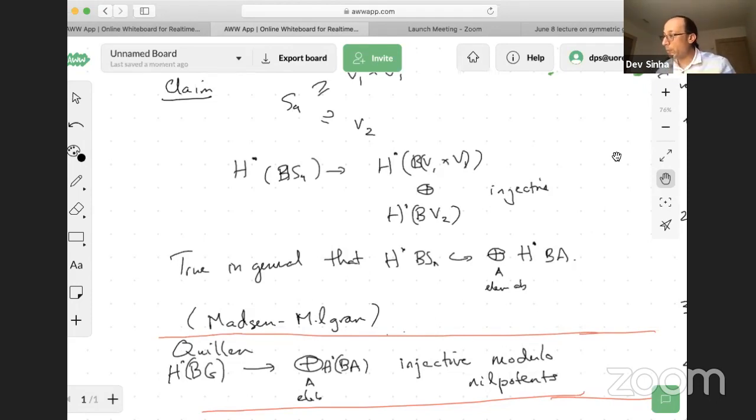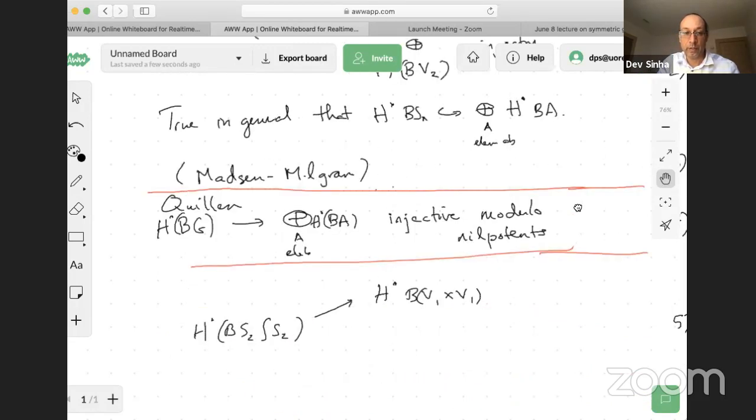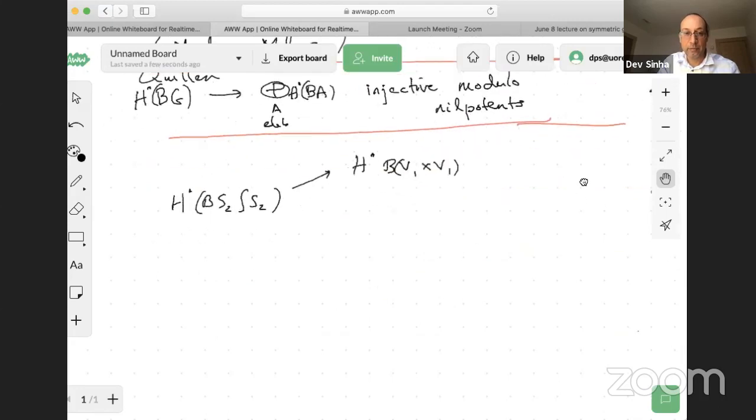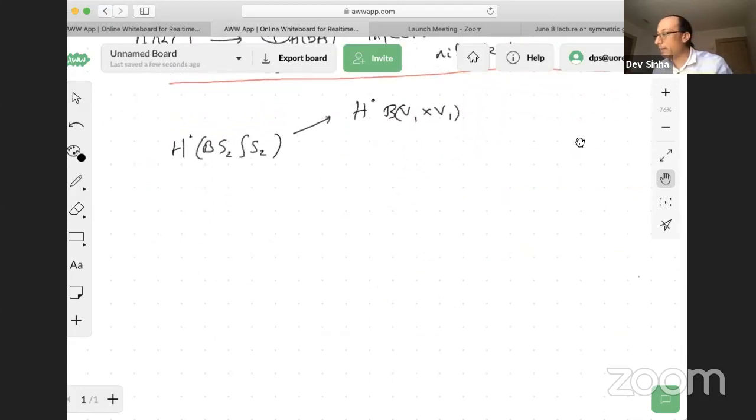So now we talked about the homology of the wreath product. Now let's talk about the cohomology of the wreath product. Additively, it's going to be the same story. But now we're going to look more at multiplicative structure. So what is the basis here?